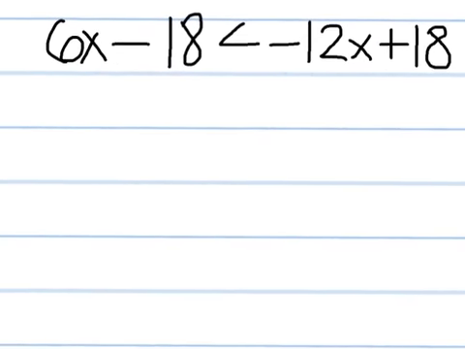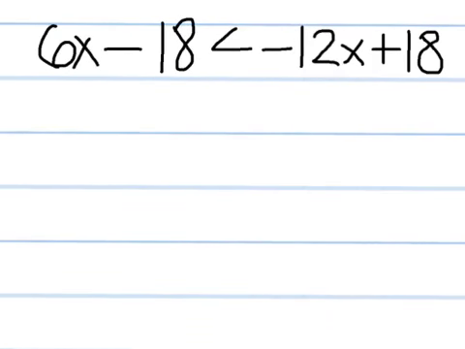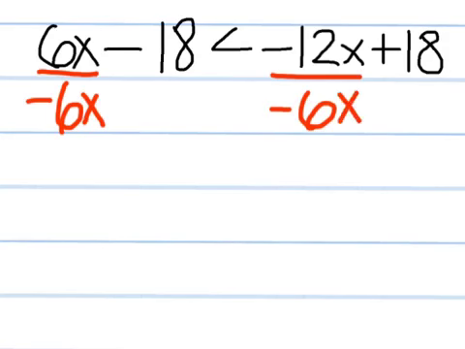Solution for practice problem number 2. Remember, we want our variables on one side and we want our numbers on one side. So our variables are 6x and negative 12x, which means we're going to be moving one of them. Which one do you guys want to move? The 6? Alright, it's a positive 6, which means we're going to be subtracting 6x from both sides.